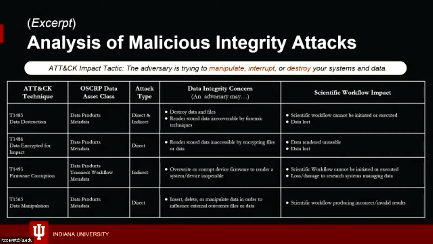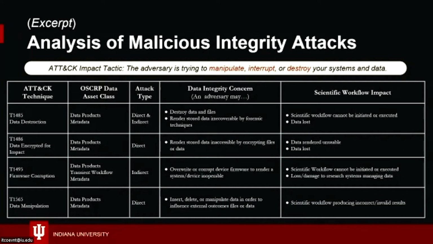Second, we then did the analysis of malicious integrity attacks using the MITRE ATT&CK database. We focused on the threat actor; we get in the shoes of the bad guy, if you will, needing to manipulate the data and affect the scientific workflow, thus affecting the scientific results, which, if a researcher uses a previous researcher's work, can also affect their work as well. Here you can see in the MITRE ATT&CK, if people are familiar with it, we have the techniques. We included the OSCRP identification of assets, attack type, data integrity concern, and scientific workflow impact.